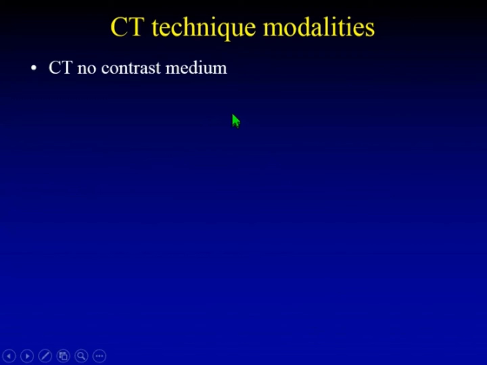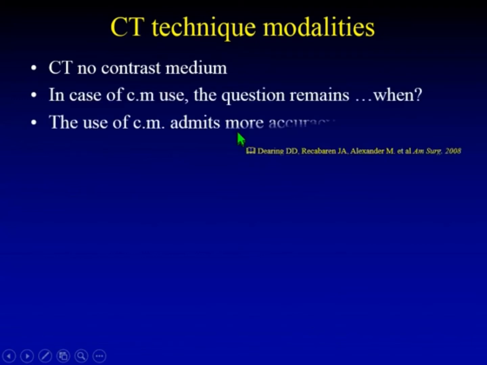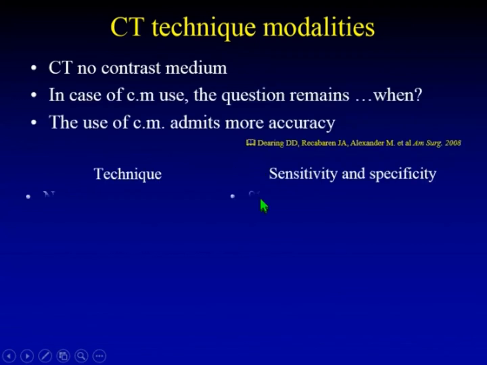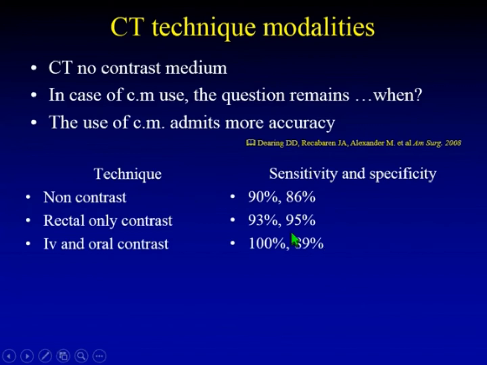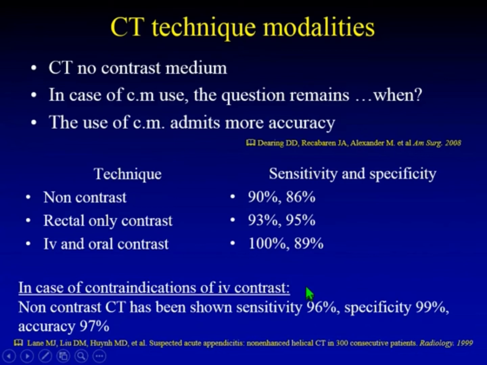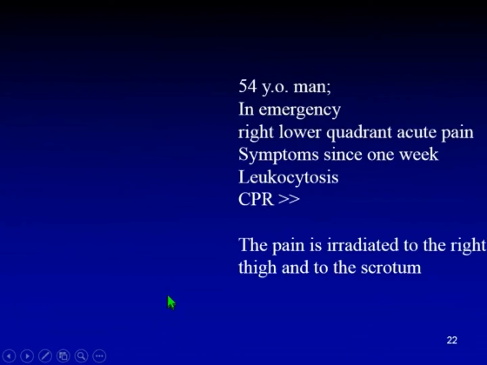From a CT technique point of view, we may perform not enhanced CT, or we may have a good sensitivity and specificity if we use contrast medium, per os or intravenous, and we have the best results. But don't be afraid. If your patient is allergic, you may perform not enhanced CT, and you may obtain a very strong accuracy with your examination.